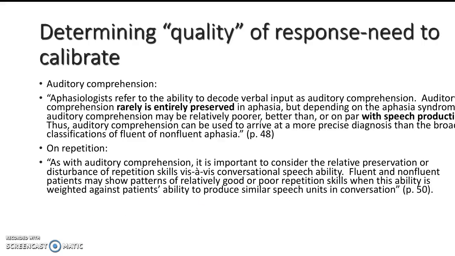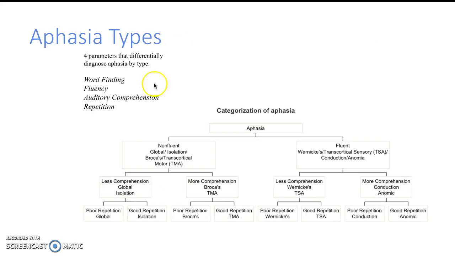I am a big fan, though, of this classification system that is called the Boston classification system. And this system is what's typically used when you're reading research articles.